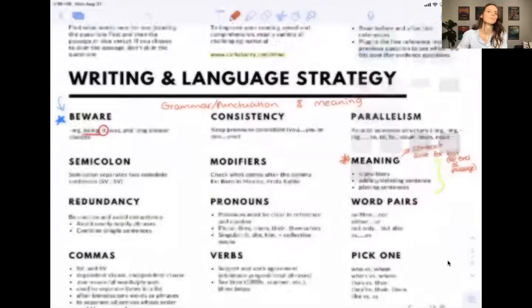And I'm just going to pull it up here. Let me share my screen. Whoops. Here we go. And okay, sharing. There we go. Okay.